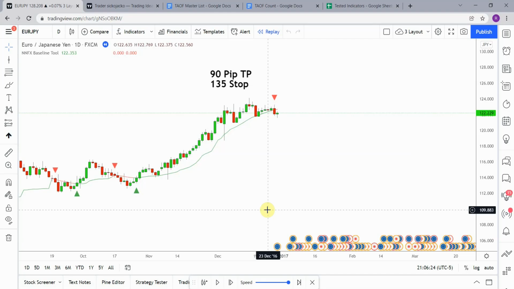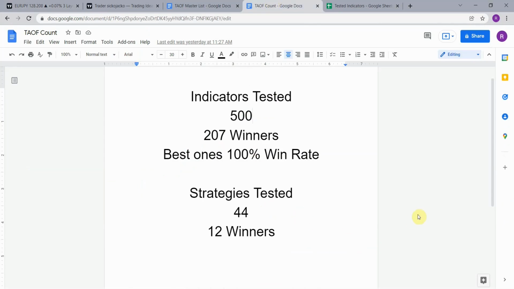Alright, as I said, today we will be testing the NNFX baseline tool. Before we do though, I wanted to put the testing scoreboard up for everyone to see. So to date, we have tested a total of 44 different strategies, with 12 of them being winners. We've also tested a total of 500 indicators, with 207 of them being winners. The best ones so far were able to achieve a 100% win rate.